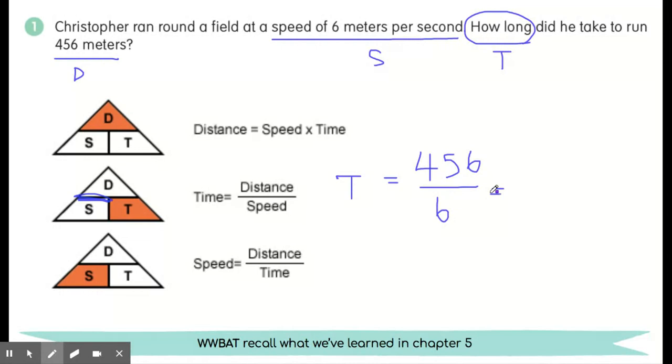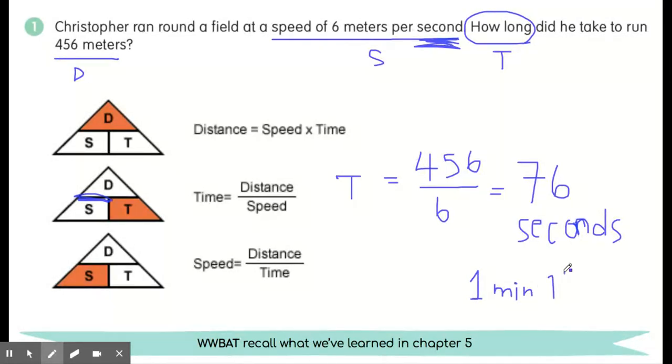So I am going to divide 456 by 6, and that gives me 76. The unit in this case, since it's the time, is going to be in seconds. So Christopher takes 76 seconds to run 456 meters. You can also convert this back into minutes. Since 60 seconds is 1 minute, he took 1 minute and 16 seconds to run 456 meters.